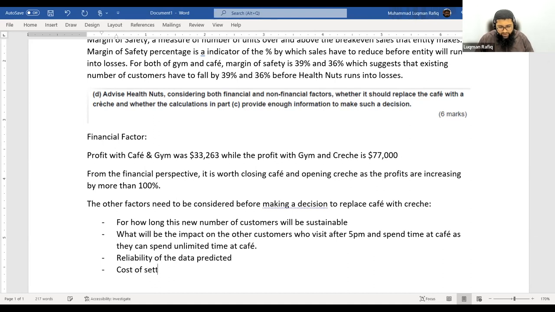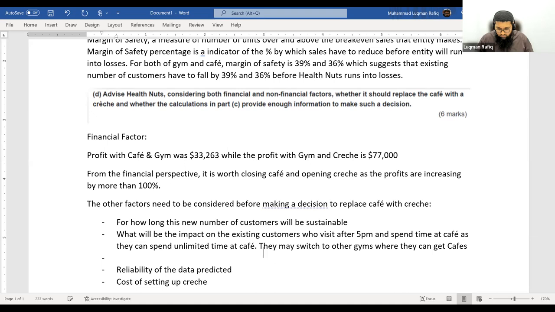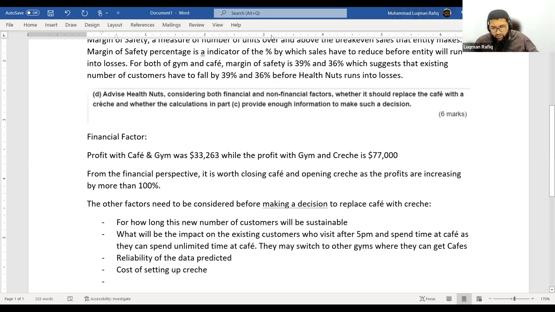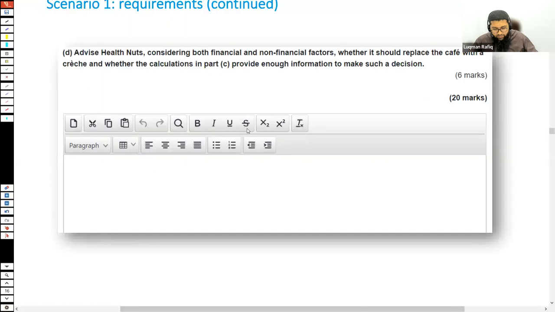Okay, cost of setting up the crèche. Yeah, I've already discussed the fees that existing customers will be lost out on. The existing customers who visit may switch to other gyms where they can get cafes, right? So we have discussed these different points, and we've also covered this whole question, which was about the Health Nuts company.